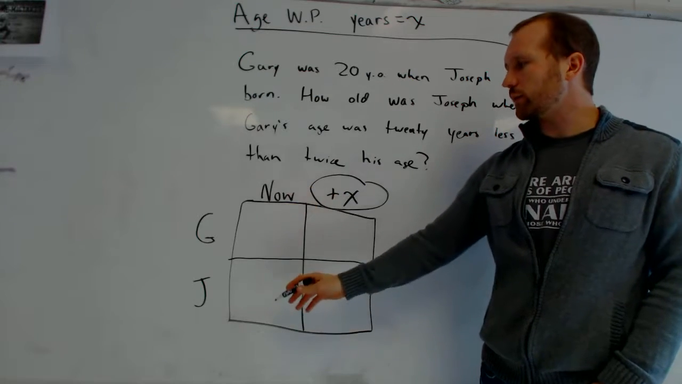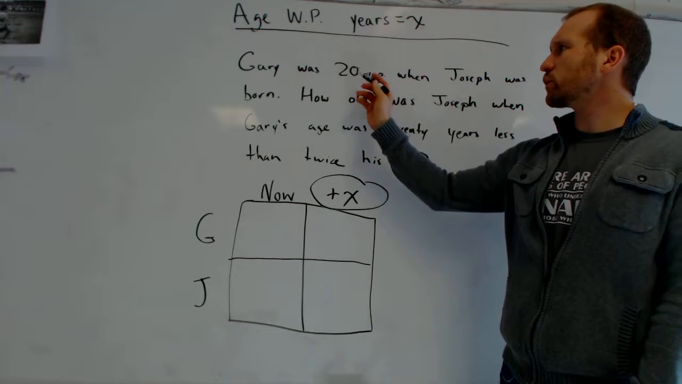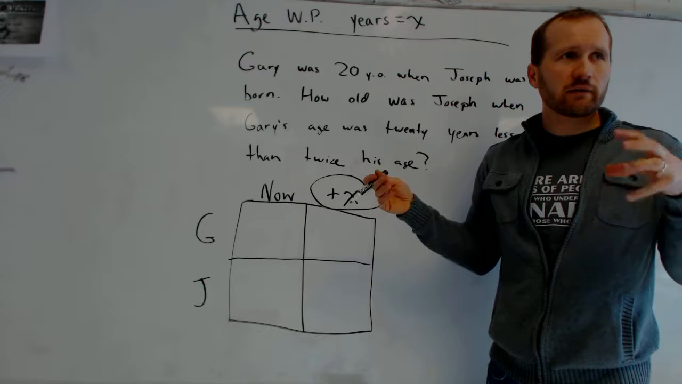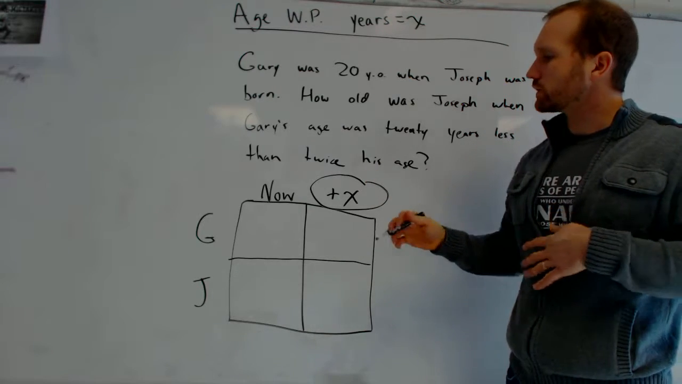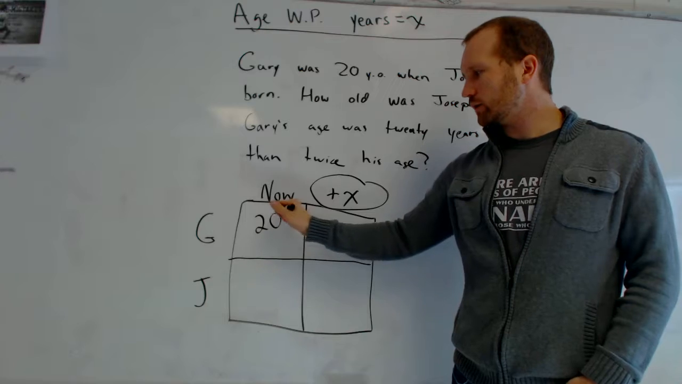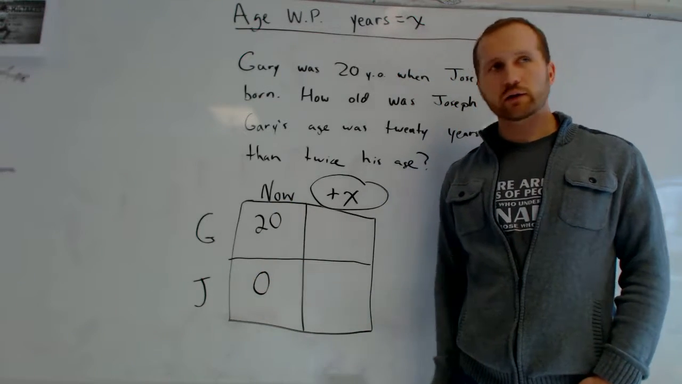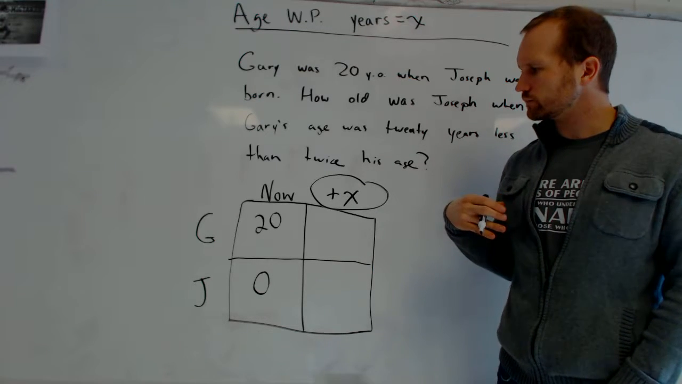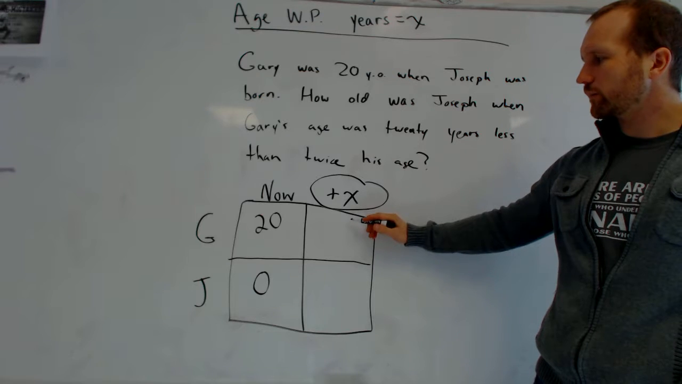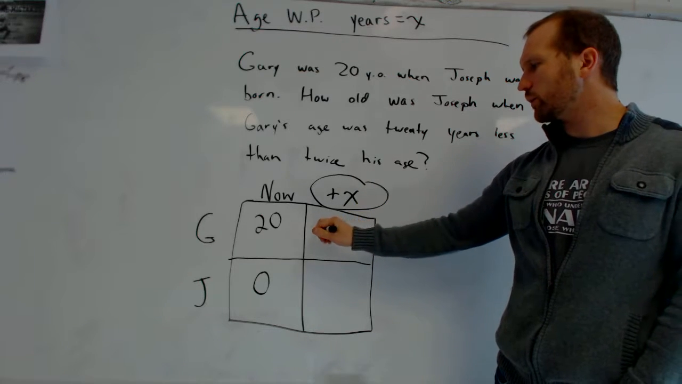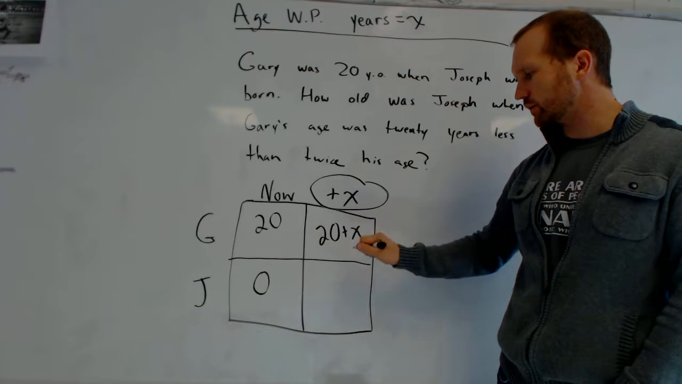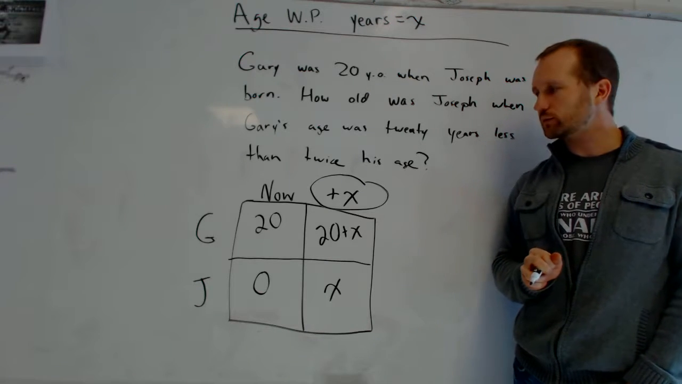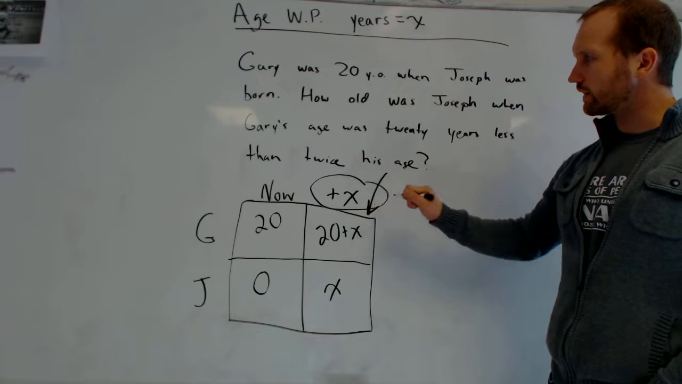We do know the now column. We're going to pretend this is now: Gary was 20 years old when Joseph was born. We're going to pretend that's now, because we have the most information about it. So if Gary is 20, how old is Joseph? 0. Right? When you're born, you're 0 years old. Then I can fill out this chart. In x years, Gary will be 20 plus x years old, and Joseph will just be 0 plus x, or x years old.